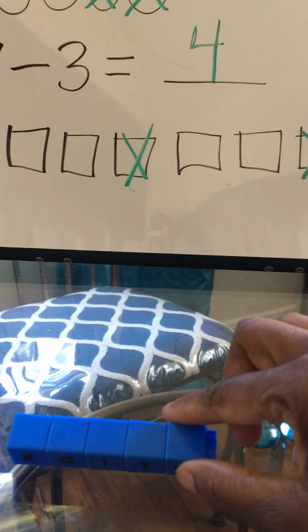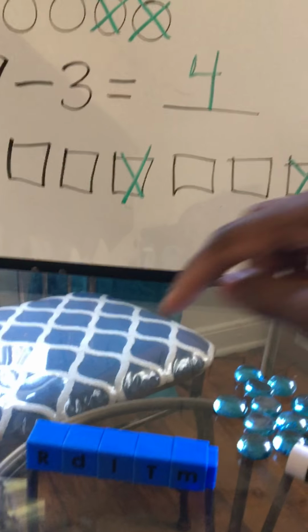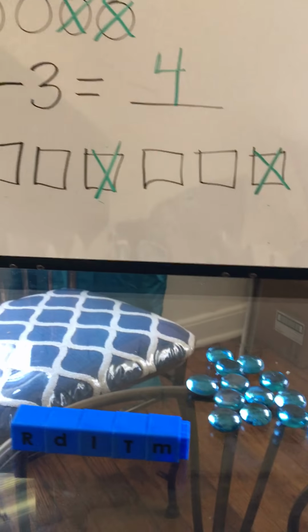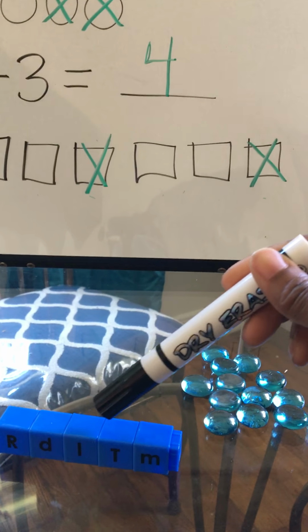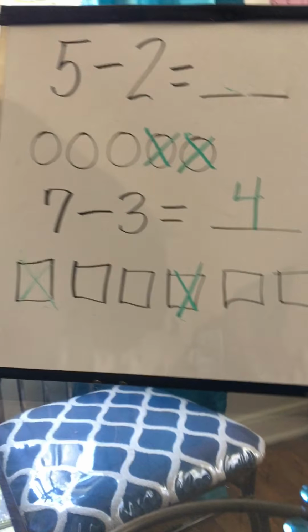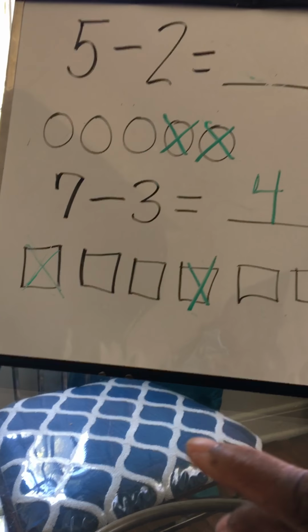Let's make sure we have 5 cubes. I picked the ones with the letters because I was rushing, so I'm sorry. So disregard the letters. 1, 2, 3, 4, 5. It says to take away how many? To take away 2. So I'm going to snap 2 away.